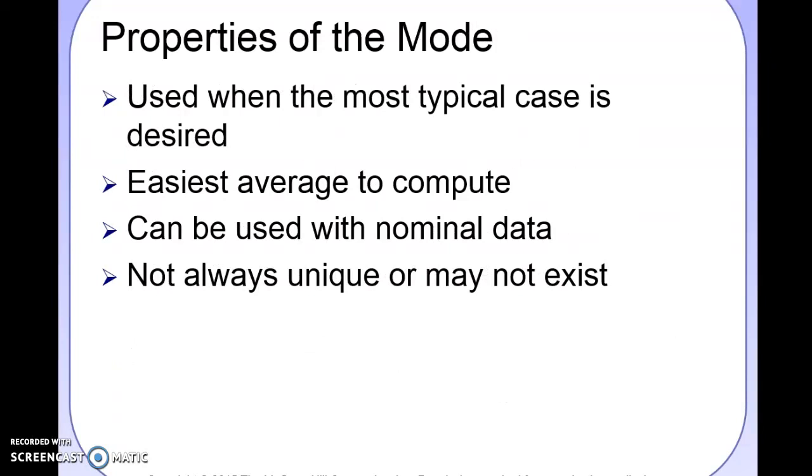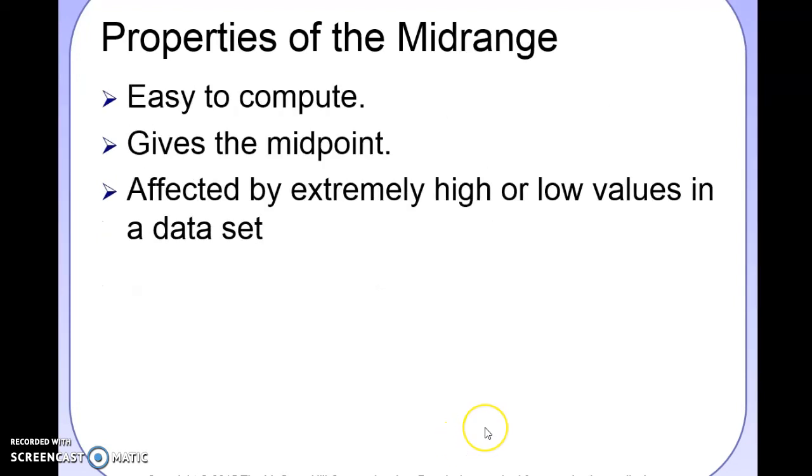Properties of the mode: it is used when the most typical case is desired. It's the easiest average to compute, can be used with nominal data, and it's not always unique or may not even exist. You can have more than one mode or no mode at all. The mid-range is easy to compute. This gives you the midpoint, and it is affected by extreme high or low values in the data set.